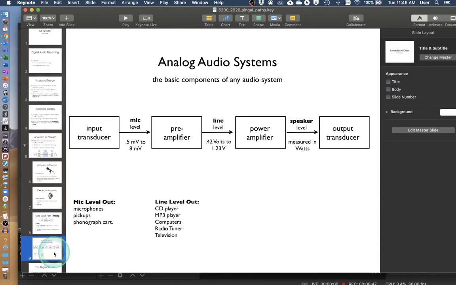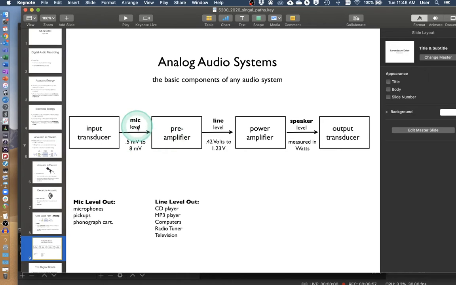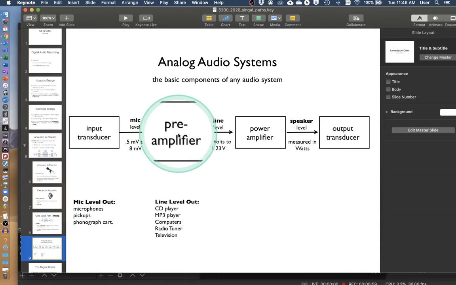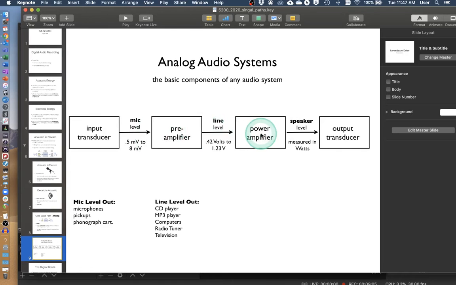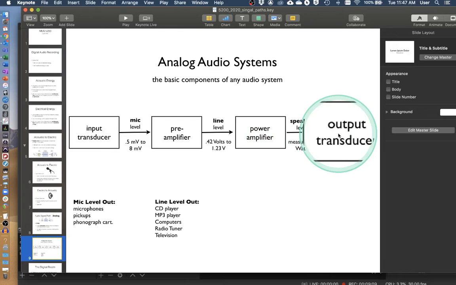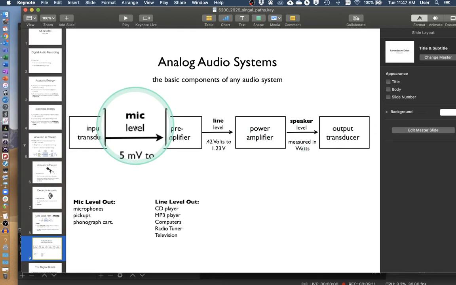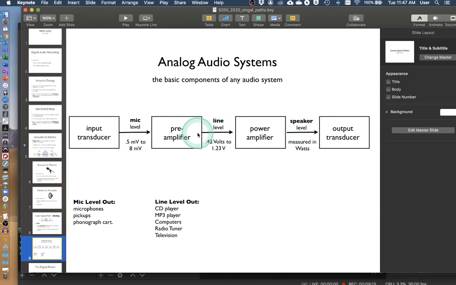And therefore, we get this flow chart, which helps us understand an analog audio system, or even a digital one, because it shows us that conversion from input from microphone, the mic level signal, which is really small, to a preamp. The preamp sends out a line level signal. That line level signal goes to a power amp, which goes to a speaker. Notice that these three signal levels, mic, line, and speaker, are different.